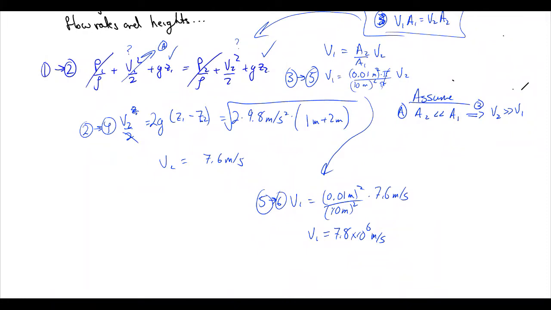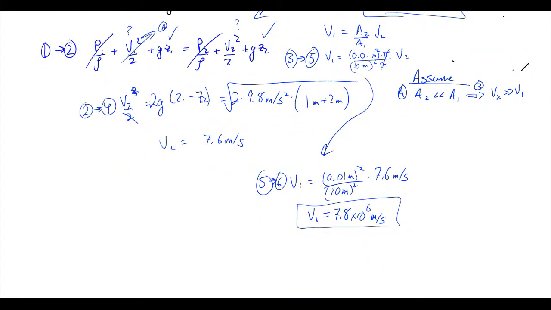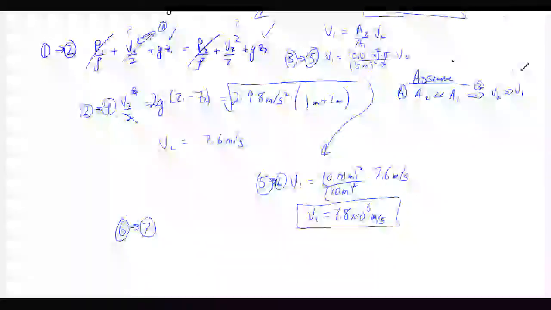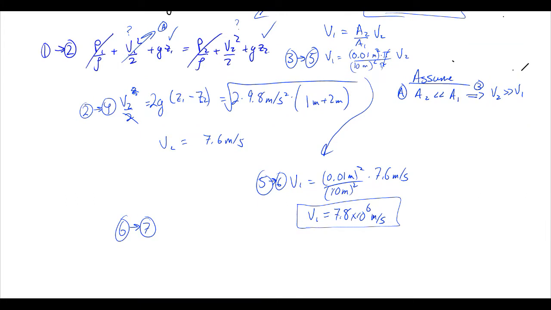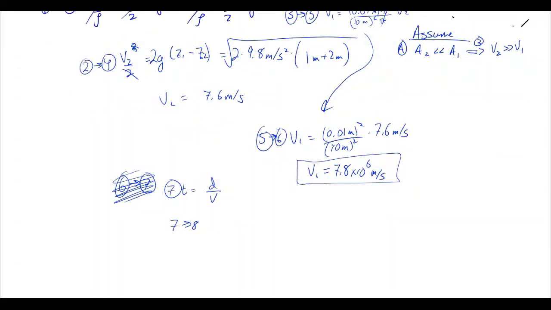And if we want to solve for the time, we're going to take 6 to 7, and say t is equal to distance divided by velocity. Actually, that's an equation all by itself. That's 7. And then 7 to 8, let's plug in all the values. We find that t is equal to, the height of the pool is 1 meter, so we have 1 meter divided by the velocity, which is 7.8 times 10 to the negative 6 meters per second. And that gives us a time of 36.2 hours.